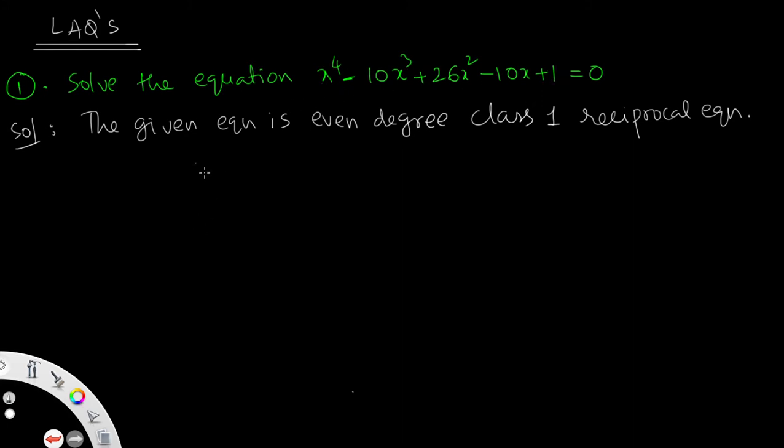Therefore, for solving the equation, divide by x square. If it is an even degree class 1 reciprocal equation, divide throughout the equation by x square. Each and every term must be divided by x square. So that is x to the power of 4 by x square, then minus 10x cube by x square, and then the next third term also is divided by x square.